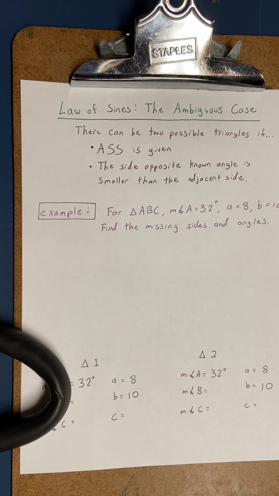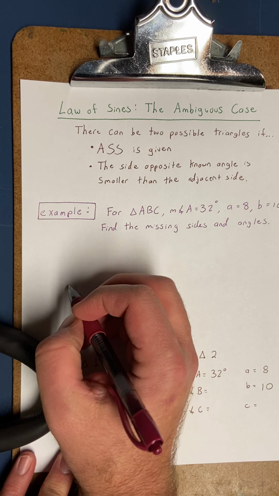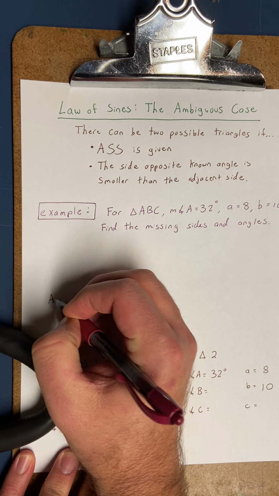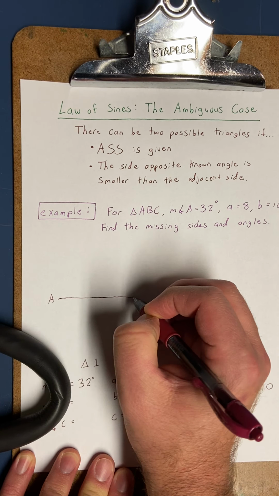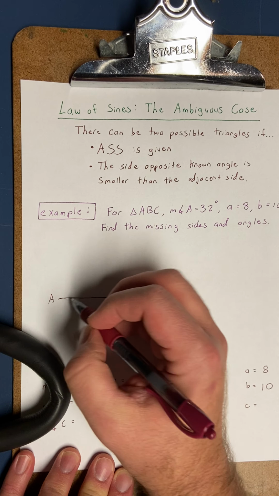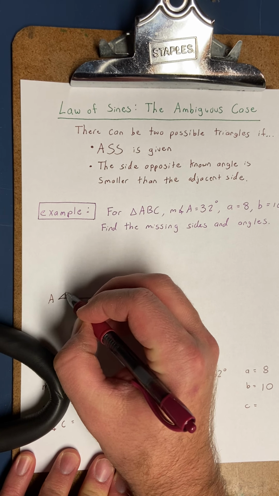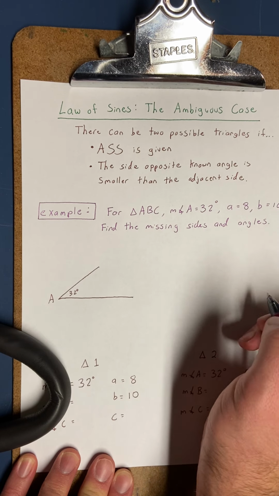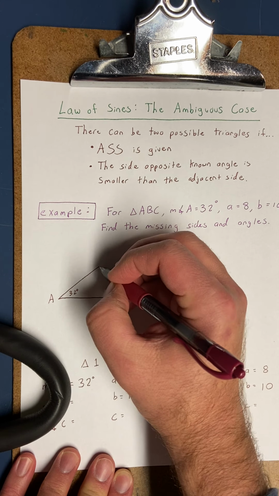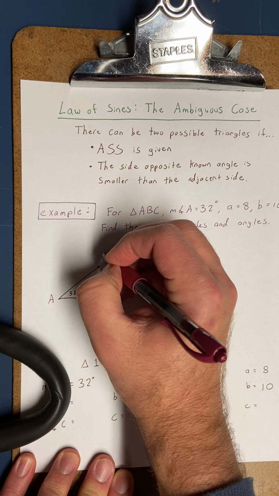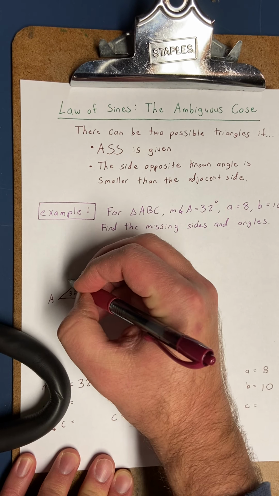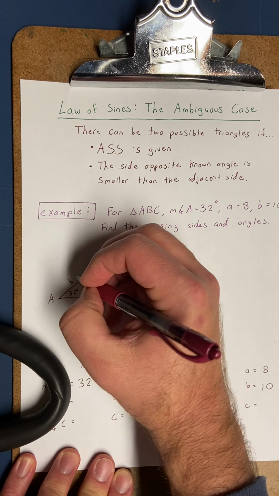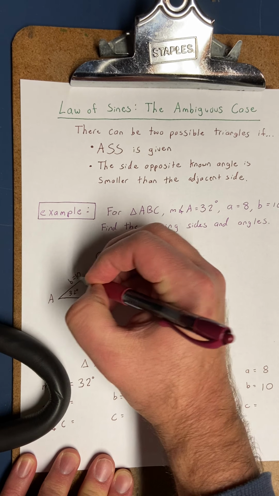So triangle ABC has an angle of 32 degrees. If we try to sketch this angle out here, here's my angle A. We have the side of undetermined length. We have an angle of 32 degrees right here. That looks like it's about 32 degrees. And we have C over here, which makes this side B. So side B is going to be 10.